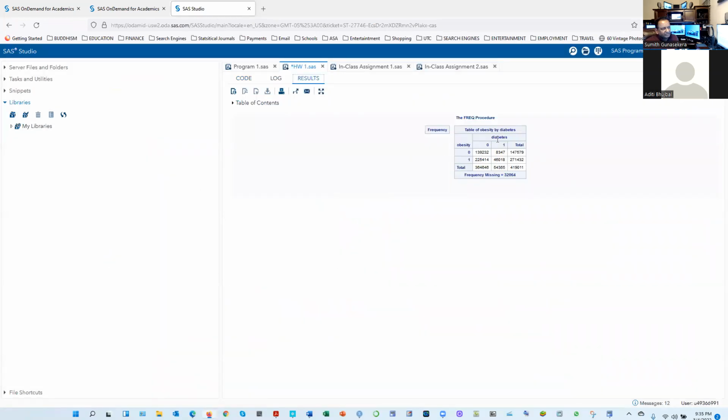Whether obese or not, you get to see that some were not obese but they got diabetes. Some people no, yes, but yes, no too. And they are obese, but they get the diabetes. That's the contingency table we are looking for.